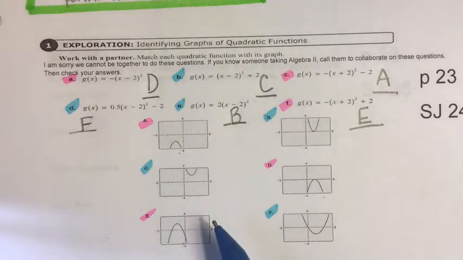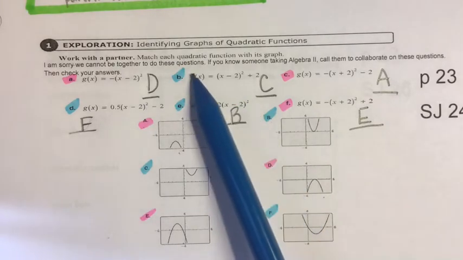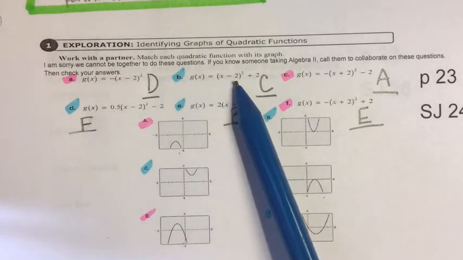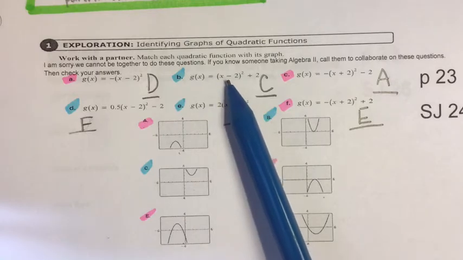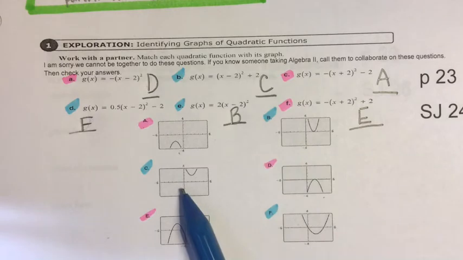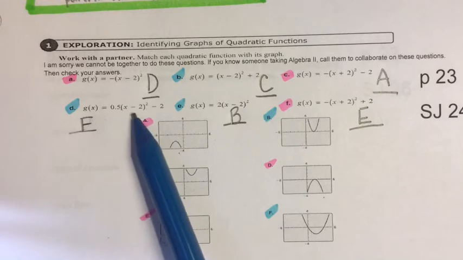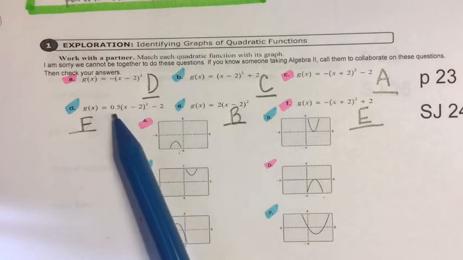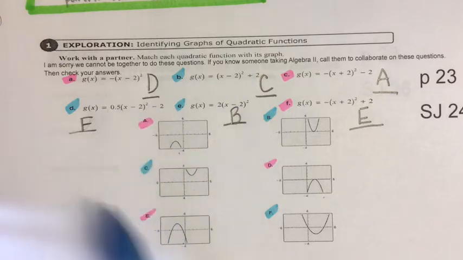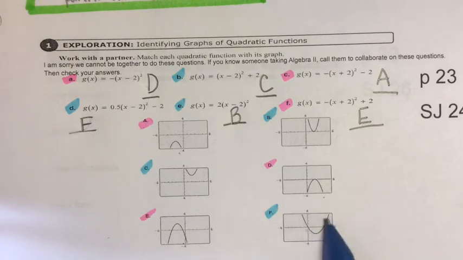Next, I did the vertical and horizontal movement for the ones highlighted in blue. This is right 2, up 2, and it's pointing up because your A value is positive. So right 2, up 2 was letter C. For letter D, this is right 2, down 2. Also, if you'll notice, this is a fraction. The A value is a fraction. And looking at letter F, this is wider than the parent function. It's also right 2, down 2.